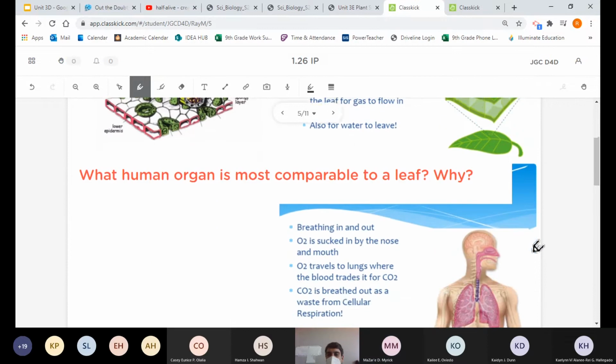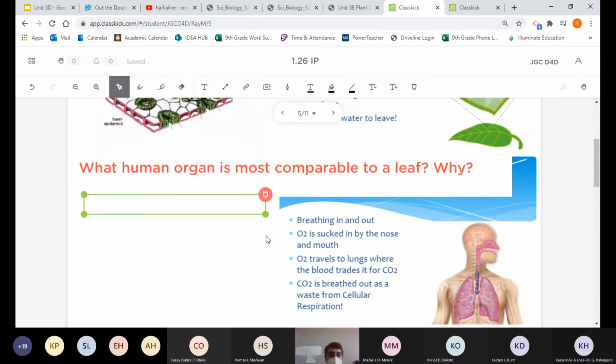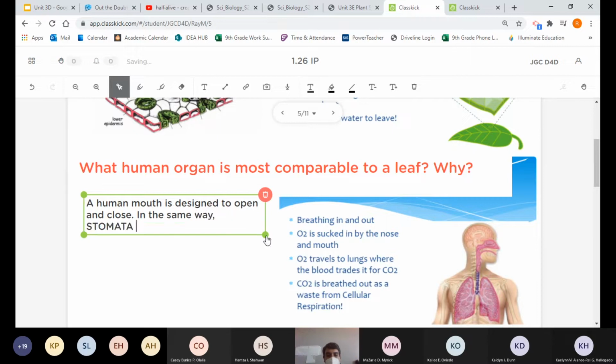So remember that we have a mouth, right? What human organ is most comparable to a leaf? Let's start off with a mouth, right? A human mouth is designed to open and close. In the same way, stomata open and close to regulate gas exchange.